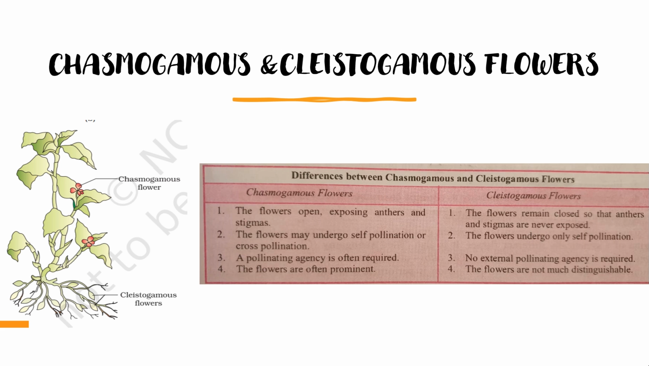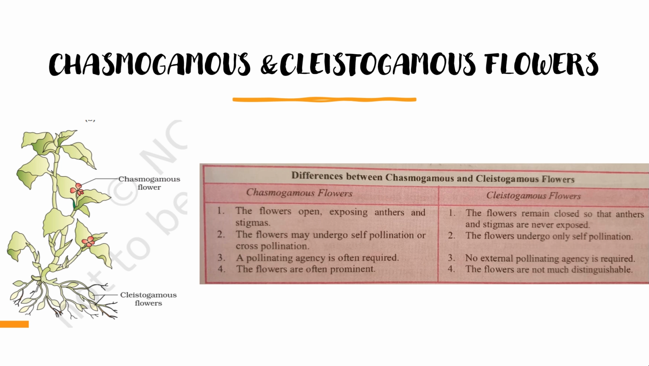And cleistogamous flowers are those flowers which don't open at all. In cleistogamous flowers, anther and stigma lie close to each other, and anthers dehisce in the flower buds. Pollen grains come in contact with the stigma to effect pollination. Thus, cleistogamous flowers are invariably autogamous as there is no chance of cross-pollination. But in chasmogamous flowers, because they are open, self-pollination can occur and cross-pollination may also occur. So in cleistogamous flowers, assured seed set occurs in the absence of pollinators.